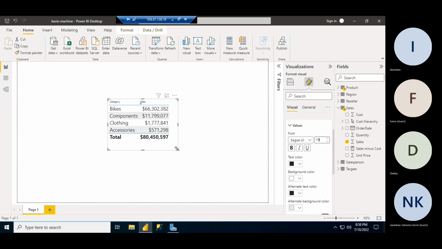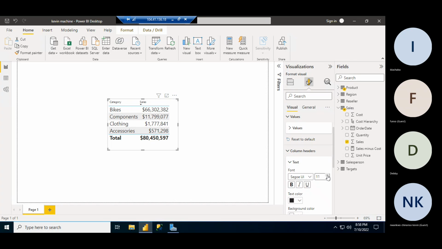So everybody is seeing the value, but the title is small, category and sales. So I'll come to this place. This is value. I think this is the column header. So let's see, it's going to increase. Yeah, let's increase it. Column header, category sales. Let me bold it. It's beautiful.